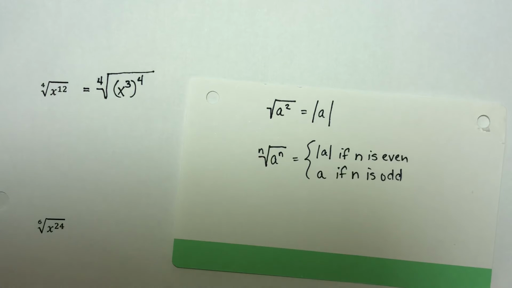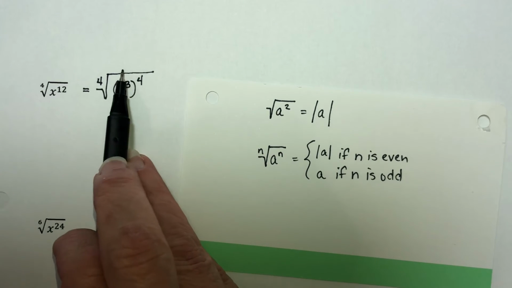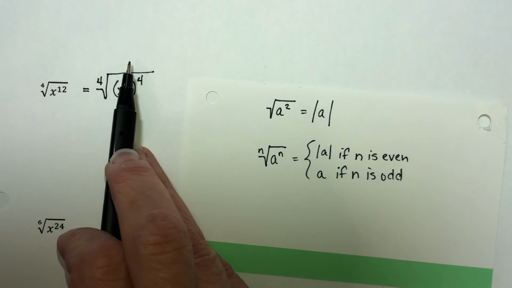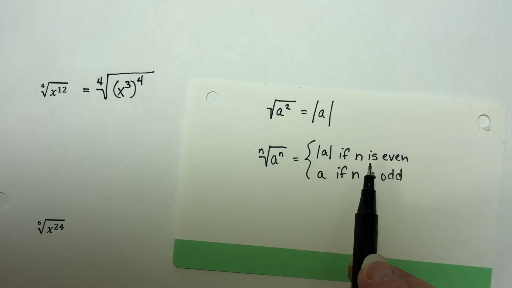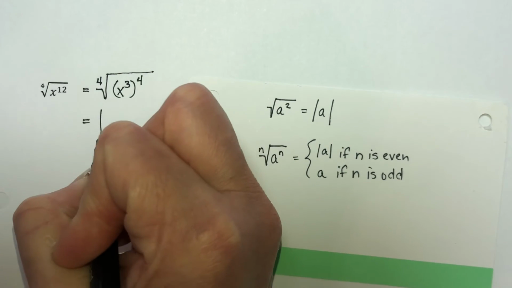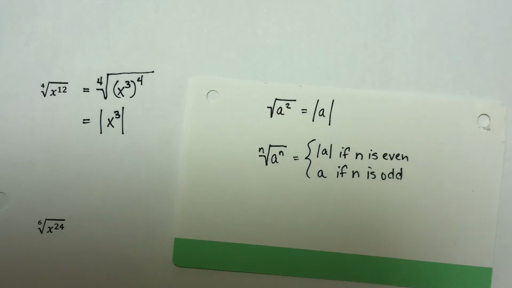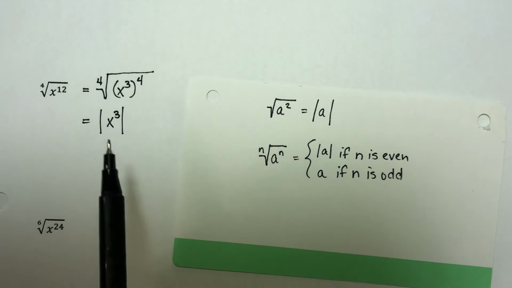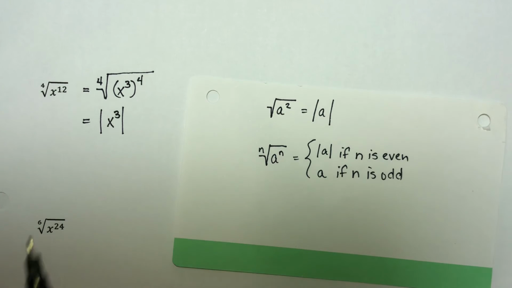But now I have the same value here and here. This is more complicated than what we have been dealing with, but it works the same way. I have an even index, so I need the absolute value of what is inside. So this is the absolute value of x cubed. And that will be your answer. And we need to keep the absolute values because if x happens to be a negative number, when we raise it to the 3rd power, it will still be a negative number.